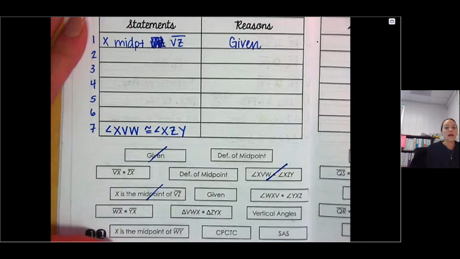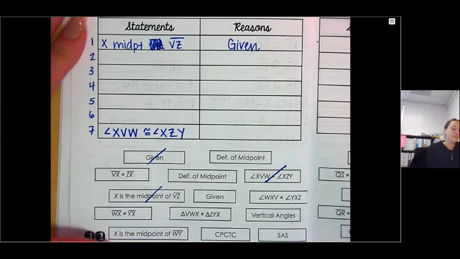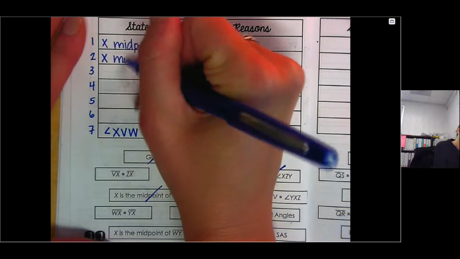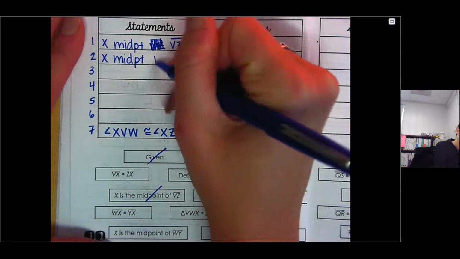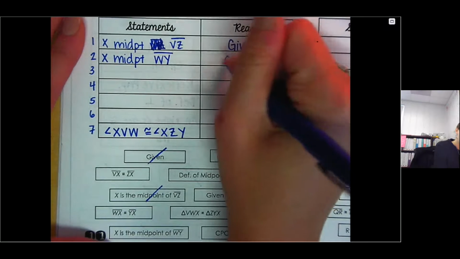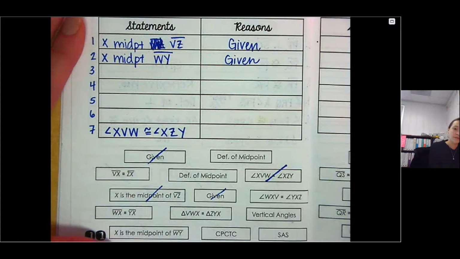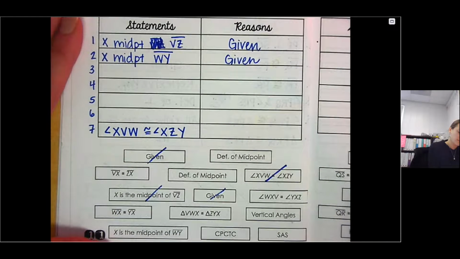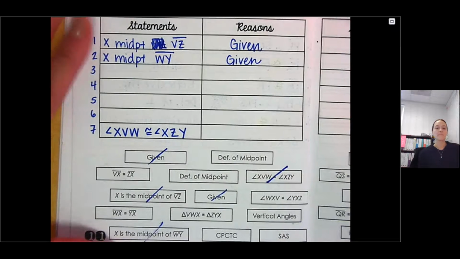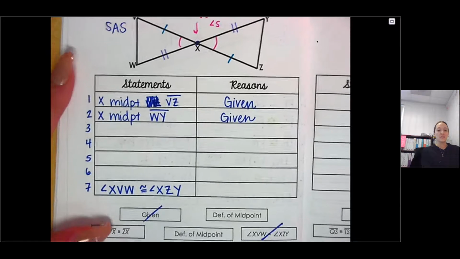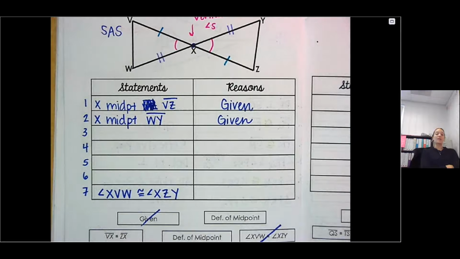Okay. What's my second statement and reason? And what's the reason? Given again. X is the midpoint of WY. And again, that's given. So we always start with our given information. Cross that off. Where's the other one? Down at the bottom. Okay, so I've got those pieces marked, at least the given info. Now I actually have to write some statements and reasons about the pieces that are marked up in the picture.